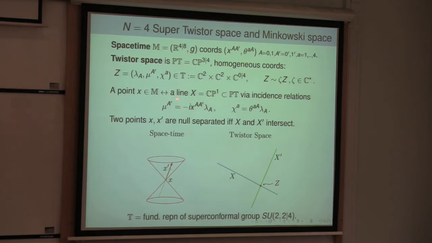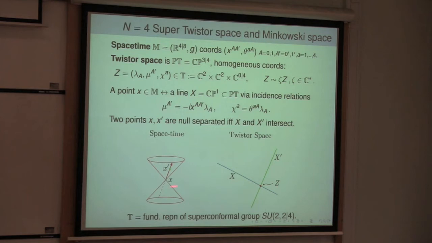And the incidence relation with space-time is that a point in space-time corresponds to a line in twistor space. So we have mu equals minus i x lambda, and the corresponding equation for the fermionic variables determines just a straight line in this projective space from any point in space-time. And a key feature of this is that two points are null separated if and only if the corresponding lines intersect. If you have two lines in 3-space, it's a codimension one condition that they intersect. And of course, null separation is a codimension one condition.